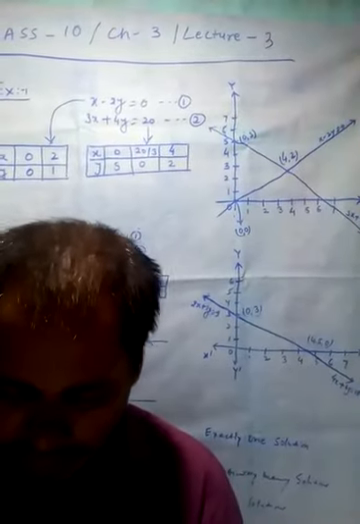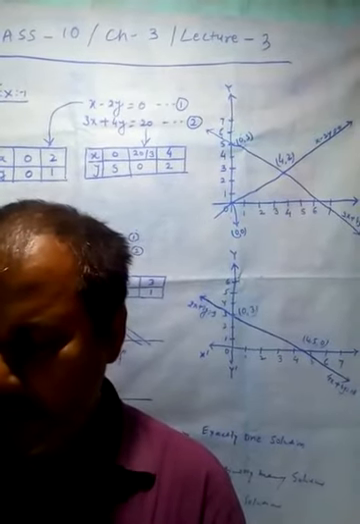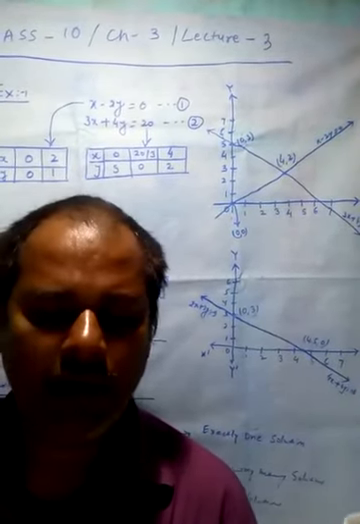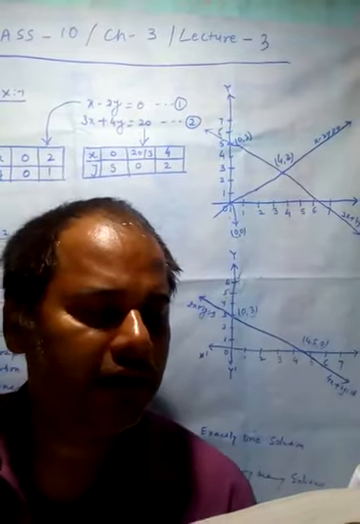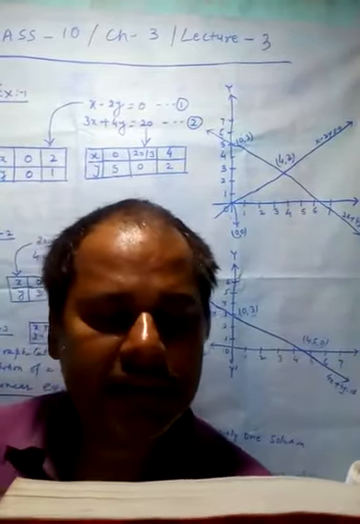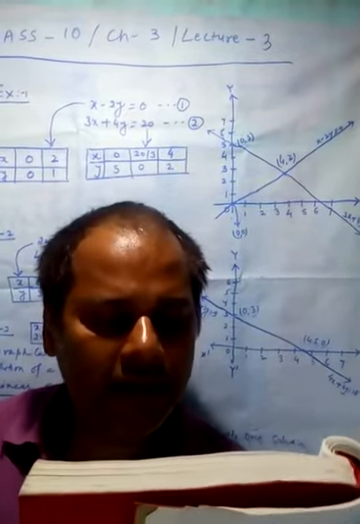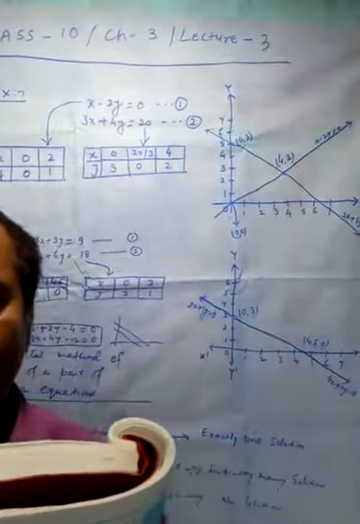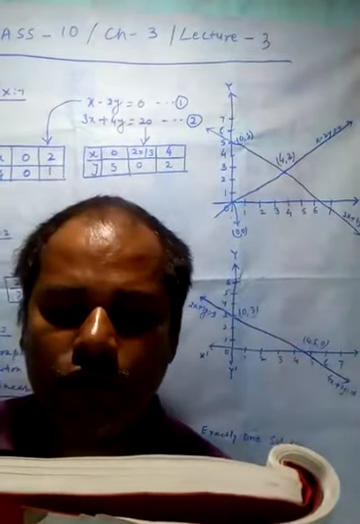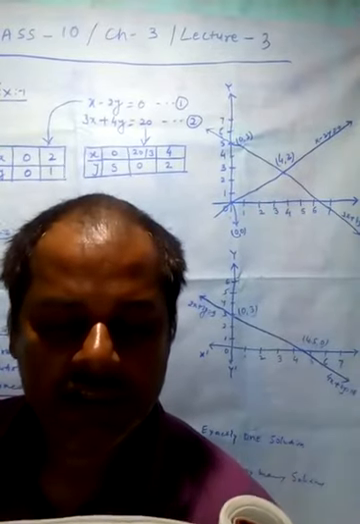Therefore, the point (4, 2) lies on the lines represented by both the equations x minus 2y is equal to 0 and 3x plus 4y is equal to 20, and this is the only common point. Let us verify algebraically that x is equal to 4 and y is equal to 2 is a solution of the given pair of equations.